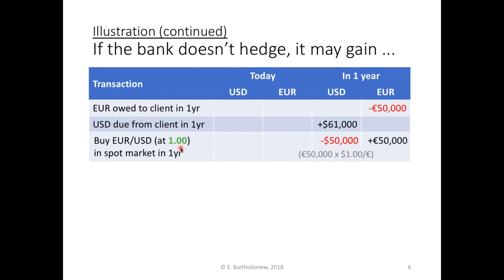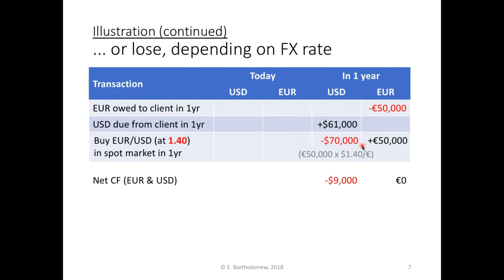So the euro's weakened from its current spot rate, and they can go in the market at that point and buy the 50,000 euros that they need to deliver to their client for $50,000. And so they'll end up $11,000 ahead. So great for them. But it could go the other way.